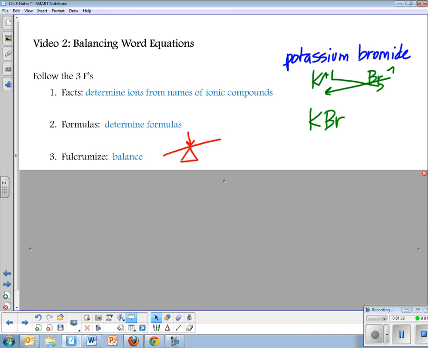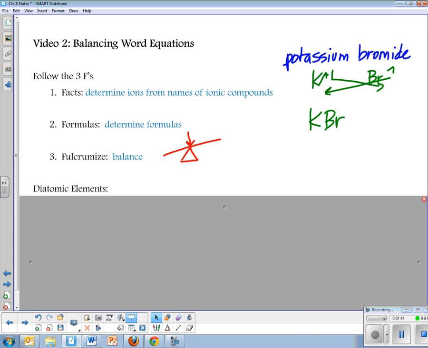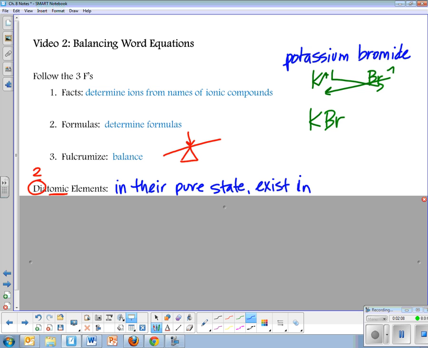Couple things before we do a couple practice. You need to know some elements are what we call diatomic. If you remember from before, the prefix di means two. So diatomic, so we've got two atoms. So some elements will always be in groups of two if they're in their pure state. In groups of two. So there are 7 of these, and you will have to know what they are.